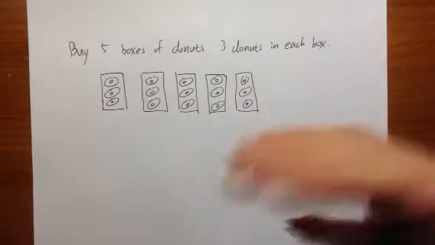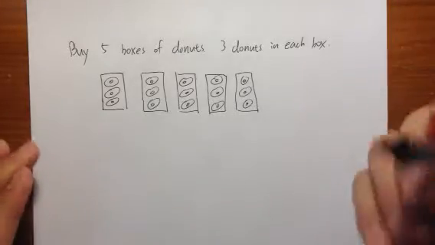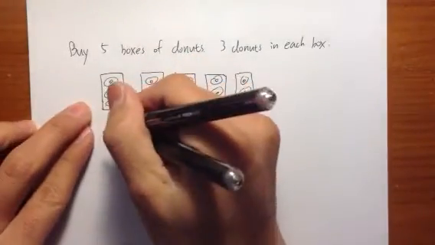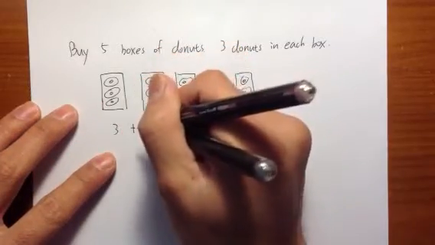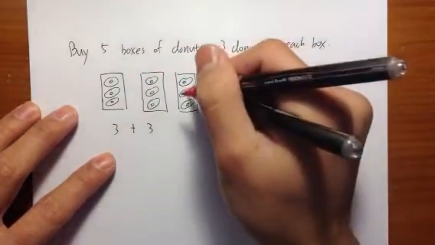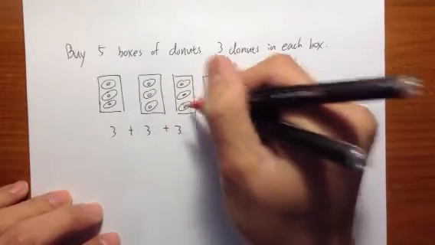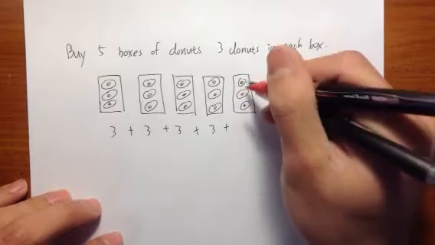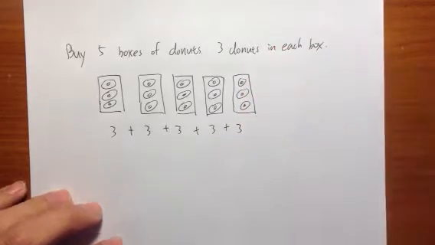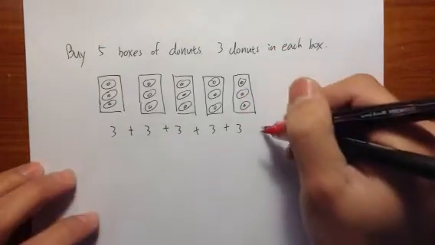So we're just going to combine all the donuts together, which is addition, right? So I have 3 donuts from the first box. I'm going to add 3 donuts from the second box, and I'm going to add 3 donuts from the third box, add 3 donuts from the fourth box, and then add 3 from the fifth box.